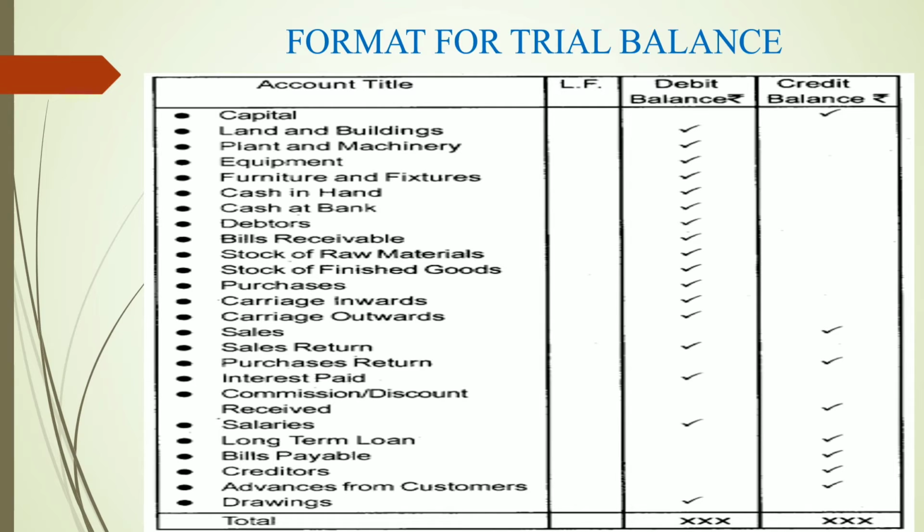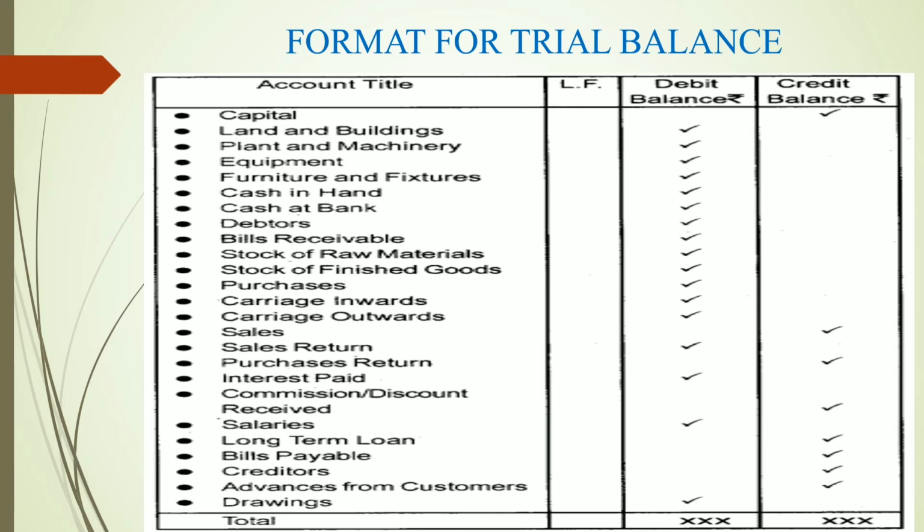And long term loan is nothing but a liability, so we have to credit. Bills payable is also a liability, a current liability, so we have to enter it in the credit column. And then creditors are the persons who are the suppliers of the company. They will supply the materials on credit. Later on, they will get the payment from the company. So in that way, the company is liable to pay the debt to creditors. So we will credit the creditors.